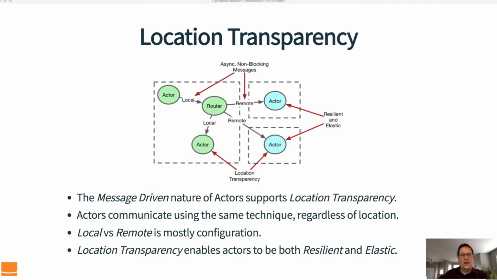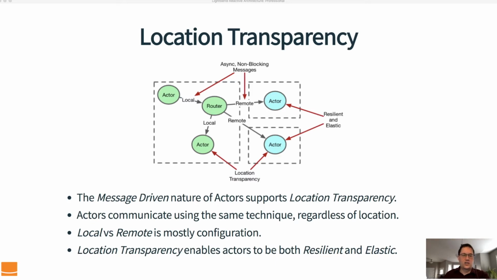We don't know. And because of that, we have what we call location transparency, which is the original actor sends a message with no knowledge of the location of where that message is going to go. It doesn't use a specific technique to send to a remote actor. There isn't a different API to send to a remote actor. The API is identical no matter whether it's sending to a remote actor or a local actor. And that is the essence of location transparency. So again, local versus remote becomes mostly about configuration. It's about saying that this router can route to these routees. The actual communication mechanisms don't change at all.